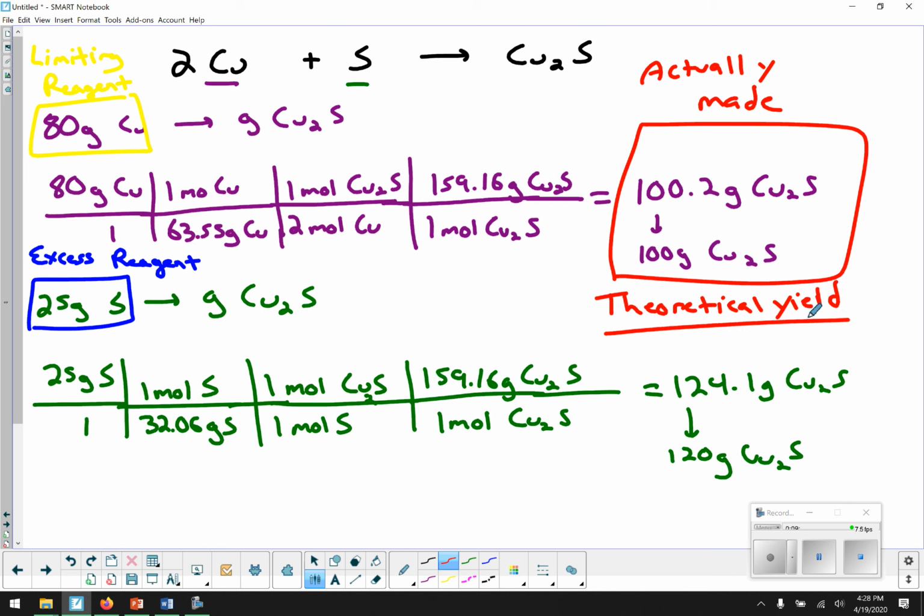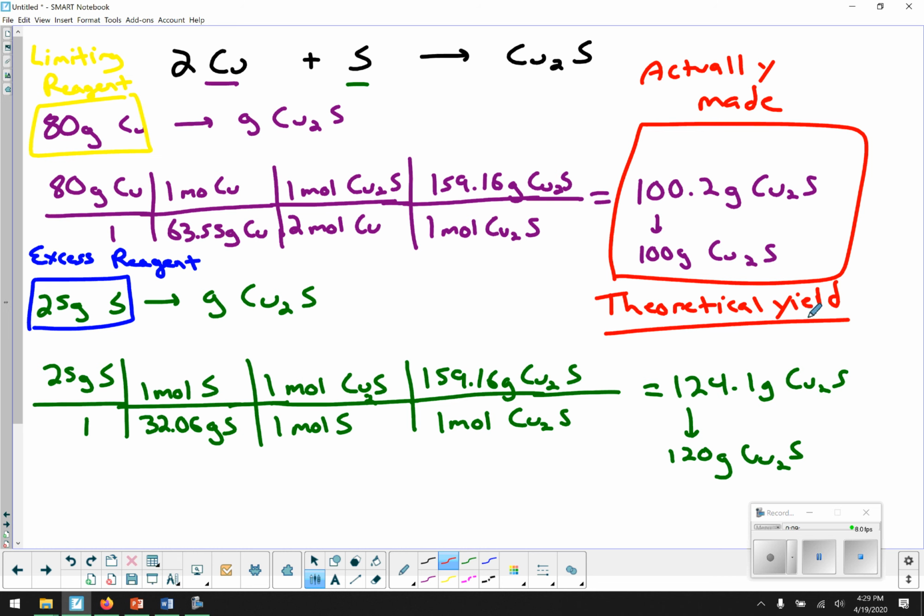So the theoretical yield, it's theoretical because we didn't do the reaction. We just did a bunch of math to indicate how much we should make. If we actually ran the reaction in a lab and got an amount, that would be the actual yield as opposed to the theoretical yield. And we'll talk about those more on Wednesday when we do the next part of this.